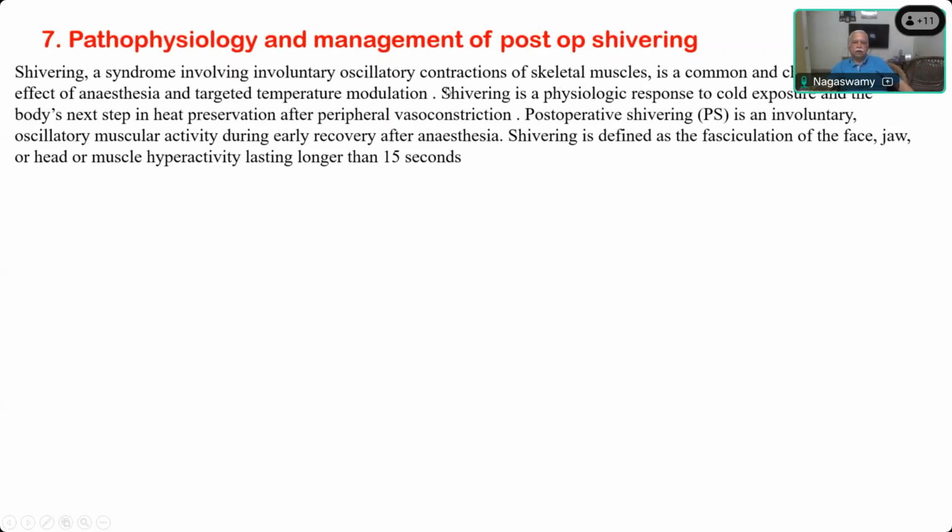It is oscillatory contractions of the skeletal muscle, which is common as an effect of anesthesia and targeted temperature modulation. It is a physiological response to cold exposure for heat preservation, after peripheral vasoconstriction. So peripheral vasoconstriction is the first method of preventing heat loss from our body, and shivering is the next physiological method of generating more heat. So vasoconstriction prevents the loss of heat, and shivering generates heat so that the body's core temperature comes back to normal. So postoperative or perioperative shivering is involuntary.